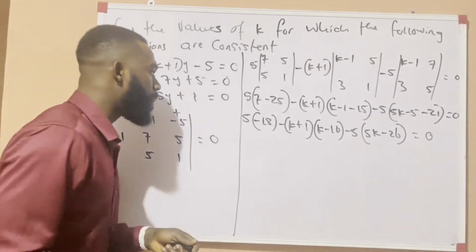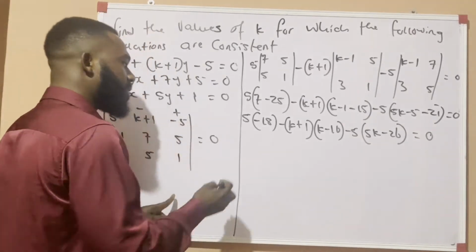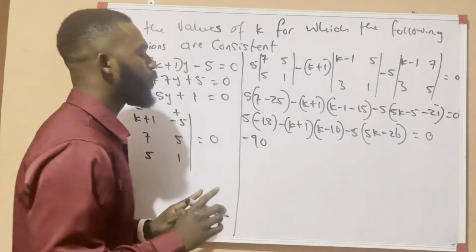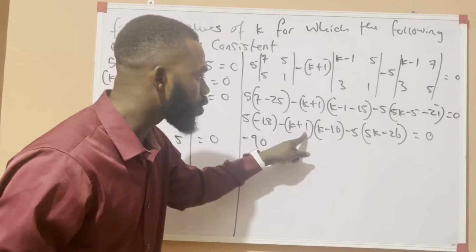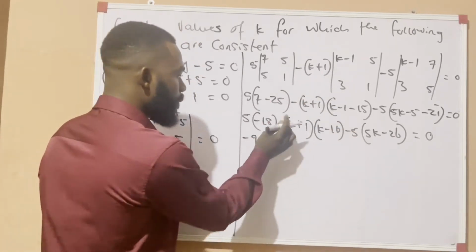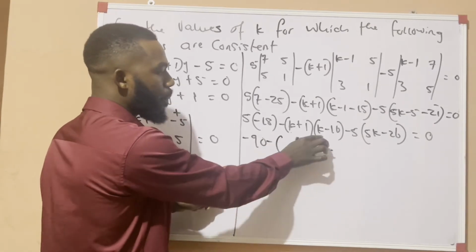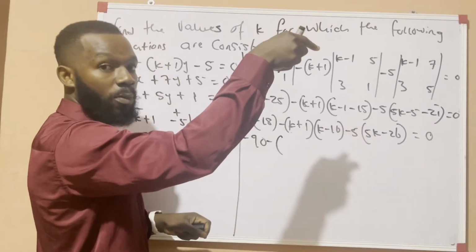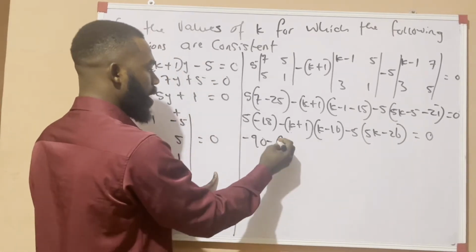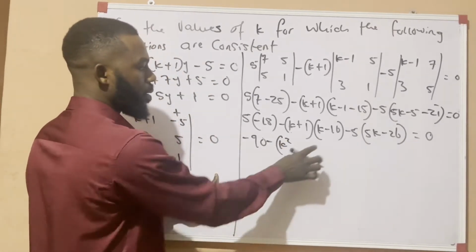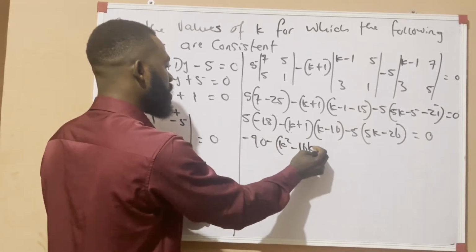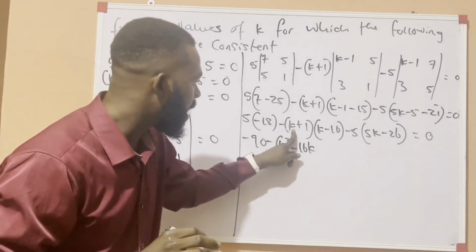Now 5 multiplied by minus 18 gives us minus 90. And first of all, k plus 1 multiplies k minus 16. And how do you do that? First, k multiplied all in the second bracket, which is k minus 16. And if we do that, k multiplied by k gives us k squared, minus k multiplied by 16 gives us 16k.